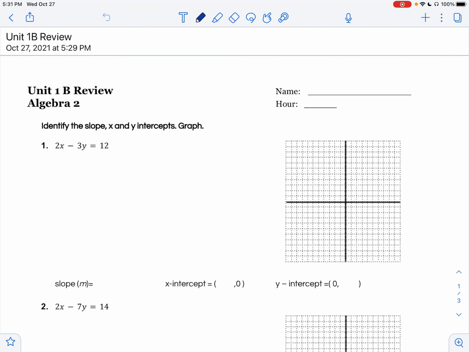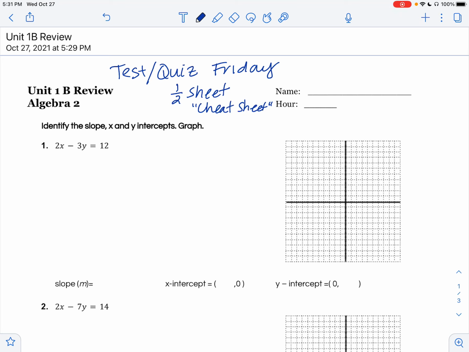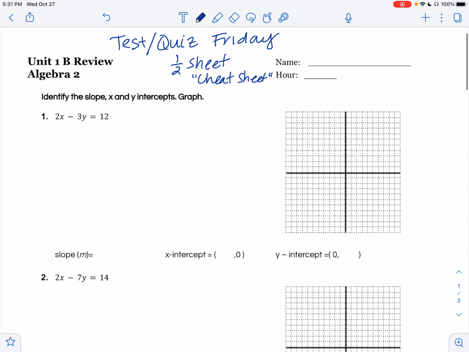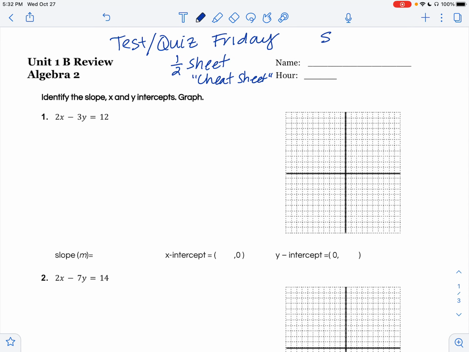Okay, we're gonna work on the review. There is a test on Friday, quiz, whatever you want to call it. You can use the half sheet that I'm giving you as a cheat sheet. Okay, you should fill that out. So the topics covered in this quiz are standard form and then parallel and perpendicular lines.